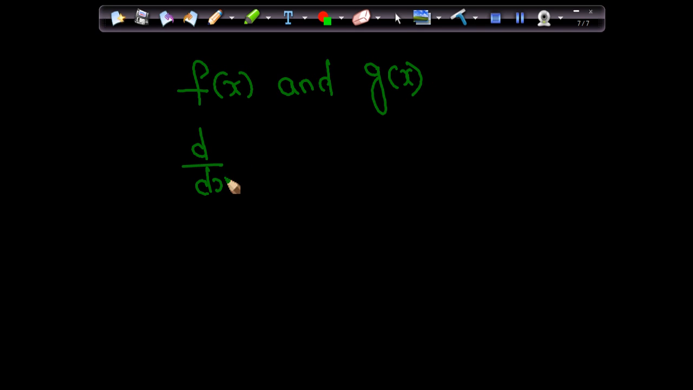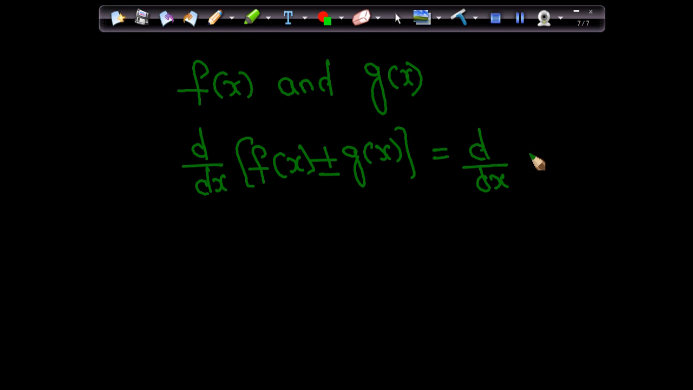Assume that you have two functions, f of x and g of x. If I would like to find the derivative of f of x plus g of x, it would be the same as the derivative of f of x plus the derivative of g of x. Similarly, the derivative of f of x minus g of x would be the same as the derivative of f of x minus the derivative of g of x.